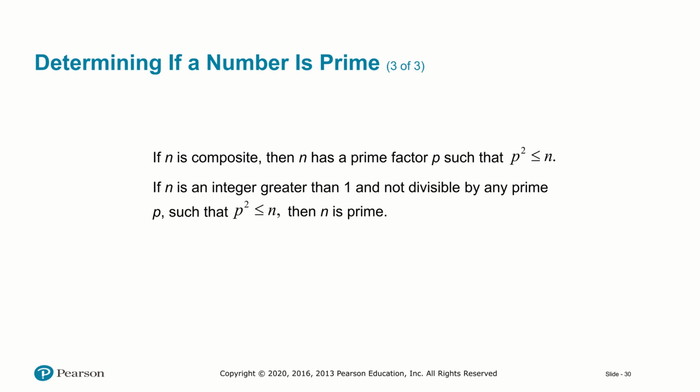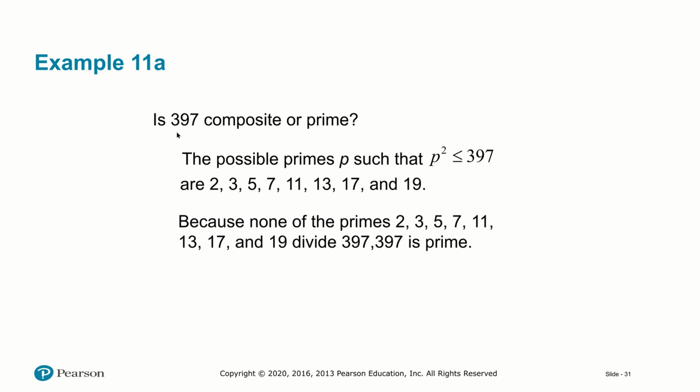So if I roughly explain this as taking the square root of both sides, you end up with p has to be less than or equal to the square root of n. So that really dramatically reduces the number of primes that we have to check. Consider this problem where we're trying to see if 397 is composite or prime. So here's what you're going to do.